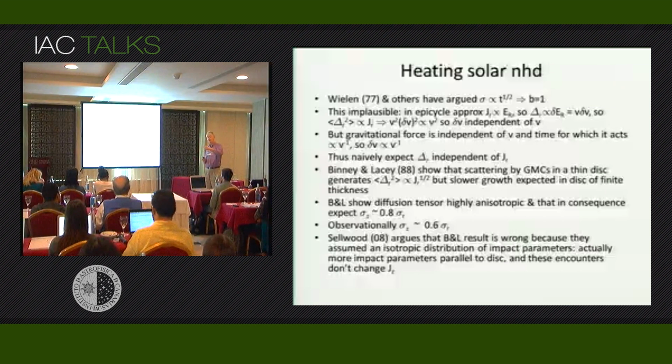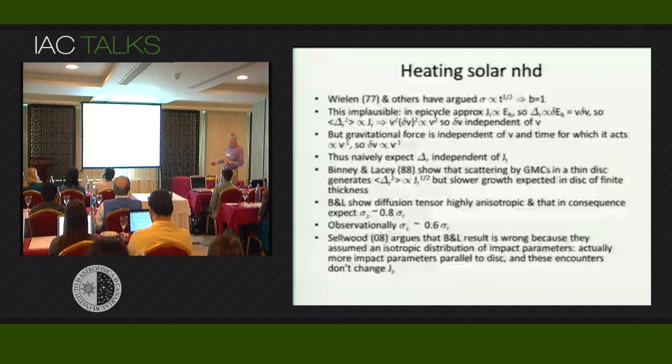Jerry Selwood argued that our arguments are wrong because we assumed, in working out certain integrals, that the distribution of impact parameters, so the distribution of directions of closest approach between the molecular cloud and the scattering star, were isotropic, were in all directions equally. But actually, of course, we are more or less in a disk, and so there's a preponderance of impact parameters that lie roughly in the plane. There aren't that many impact parameters that lie perpendicular to the plane.